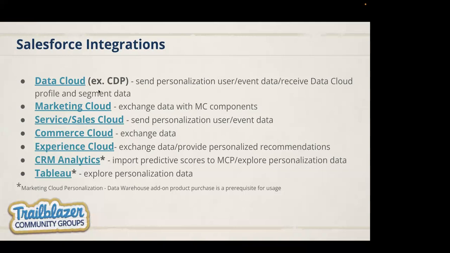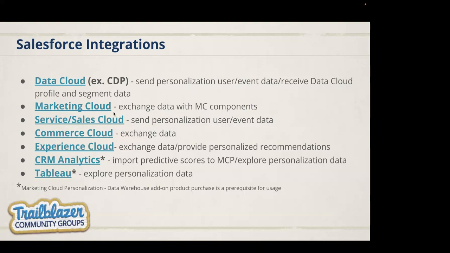So in Data Cloud, when we are connected to personalization, we actually send personalization user event data, where we fulfill customer profiles in Data Cloud with personalization data that we have captured and monitored. But we can also receive Data Cloud profile and segment data back into the personalization tool. So it's again an exchange, I would say it's bidirectional. It's like fulfilling customer profiles in Data Cloud, as well as getting segment data and profile information from other systems through Data Cloud into the personalization tool.